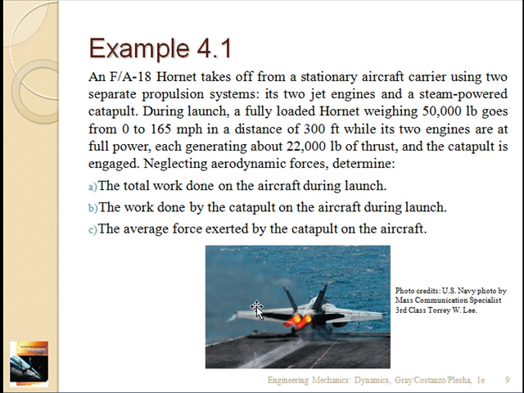Okay, so suppose we have a jet airplane, an FA-18 Hornet, taking off from a stationary aircraft carrier with two propulsion systems, two jet engines, and a steam-powered catapult, right? So the catapult helps to launch the plane, get it up in the air right away, okay? So a fully loaded Hornet weighs 50,000 pounds, and it goes from 0 to 165 in 300 feet, while its two engines are at full power, each generating 22,000 pounds of thrust, and the catapult is engaged. Determine the work done on the aircraft during launch, the work done by the catapult, and the average force exerted by the catapult on the aircraft.